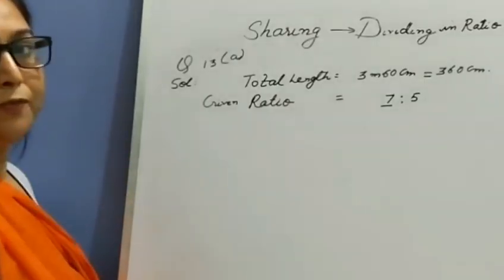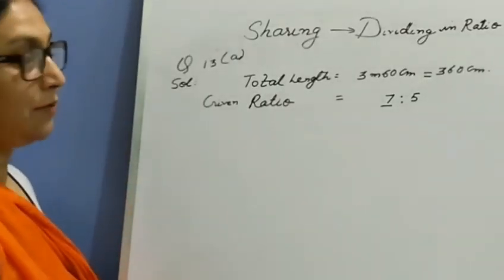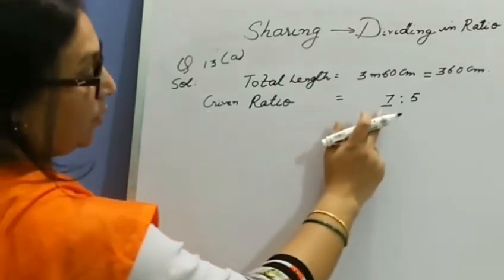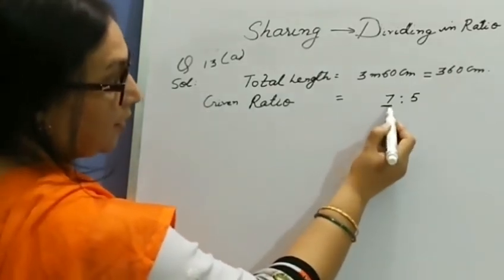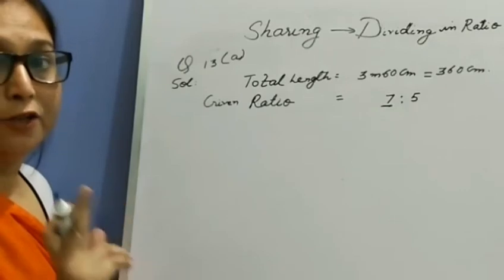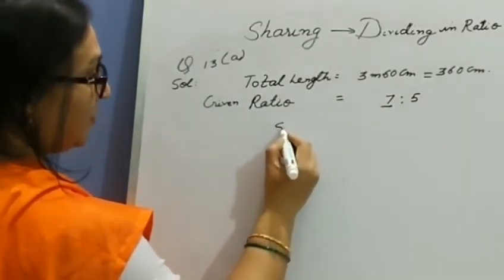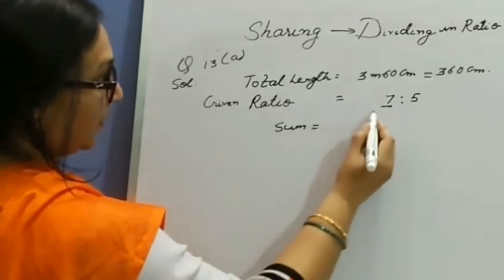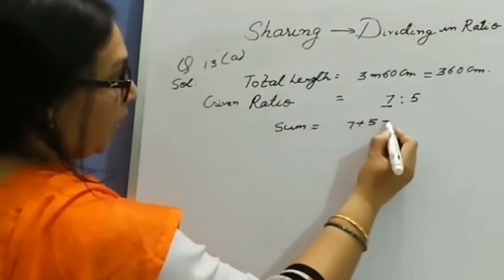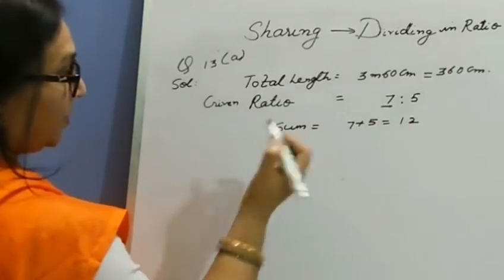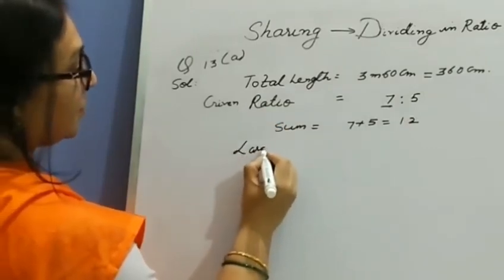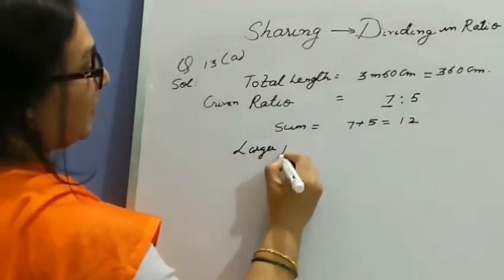Means you are asked to find the length of the larger piece. If you see the ratio, here the first part is larger. It means you have to calculate the first part of the ratio. How to proceed? First step, find the sum of the ratio. That is 7 plus 5 equals 12. Now let us find the larger piece.